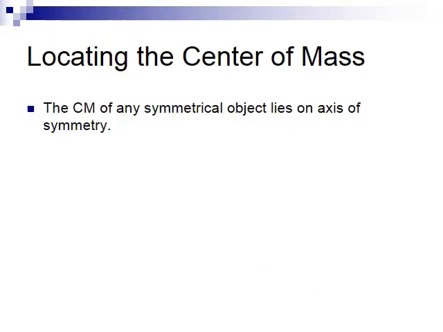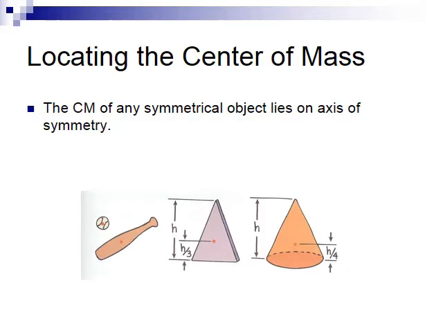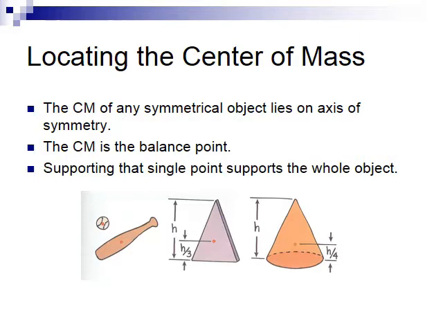Now let's see how we can locate the center of mass. The center of mass of any symmetrical object lies on its axis of symmetry, such as these objects here. And it is easy to balance an object on its center of mass. Supporting the center of mass supports the whole object.